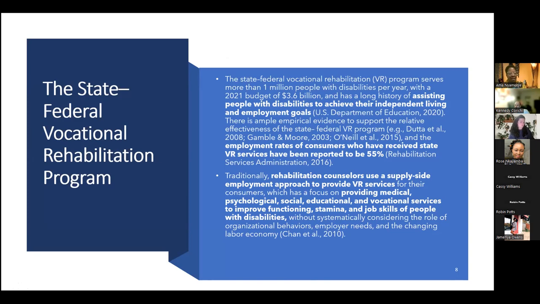Now, in terms of the state, the federal vocational rehabilitation program serves more than 1 million people with disabilities per year as of 2021. The VR programs have a history of assisting people with disabilities to achieve their independent living and employment goals. That's the one thing I want to highlight in terms of what it actually does. It is also saying that there is a need for people who are aware and want to work and have some means that they will want to do it. The vocational rehabilitation, the VR programs, help to do that.